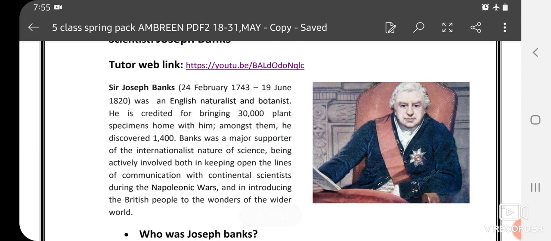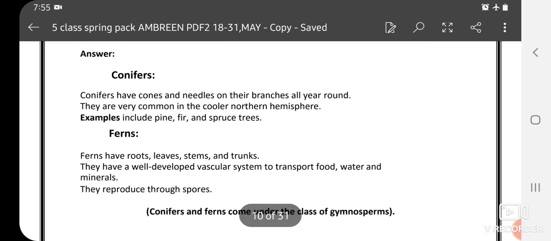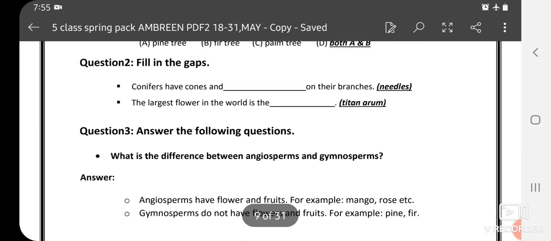Okay, this was our today's lecture. You have to write the answers of all the questions. You will solve the assessment and then you will learn it.